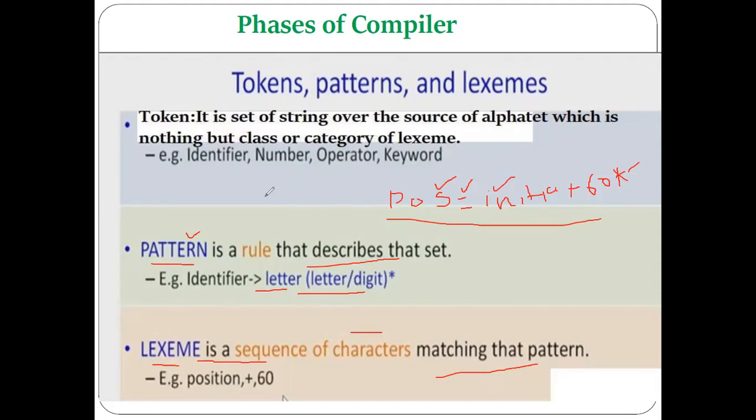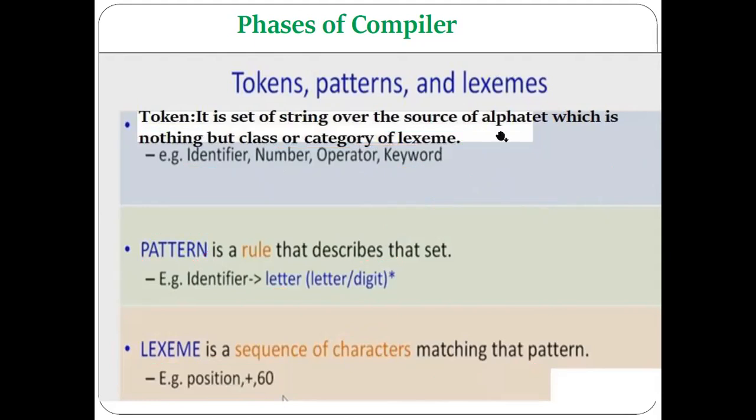Now, whatever sequence of characters or string you have written in your source program, if it matches the pattern, then you can say it is forming a token. So what is meant by the token? It is a set of strings over the source alphabet, which is nothing but a class or category of lexeme. Now, what can be the tokens in your source program? Different kinds of identifiers, numbers or constants, different kinds of operators, keywords, these different things can be tokens in your source program.